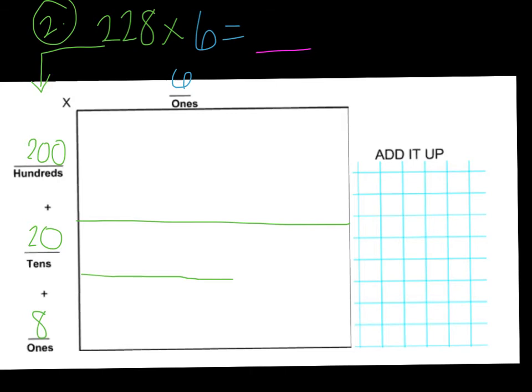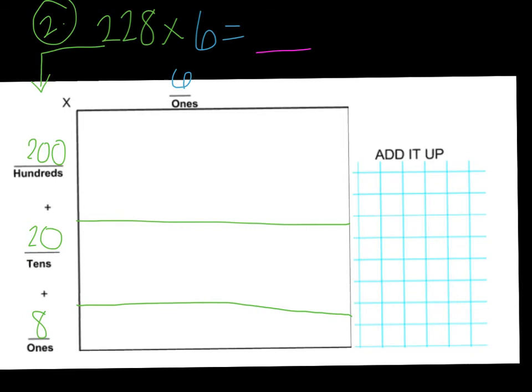And then 8 is the smallest number. So if you'll notice, my boxes get smaller as I go farther down because I'm breaking it apart by place value, so that will be every time. But the 200 box is bigger than the 20, and the 20 is bigger than the 8.